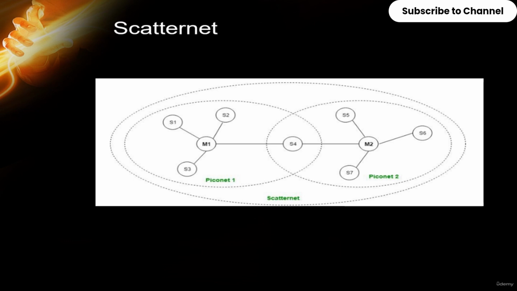A bridge is used to communicate between these kinds of nodes, and a master alone cannot transfer communication between these piconets. So a scatternet is a combination of piconets, and here we need a slave node to communicate between two masters. A master cannot communicate directly from master to master. A collection of piconets is known as a scatternet.